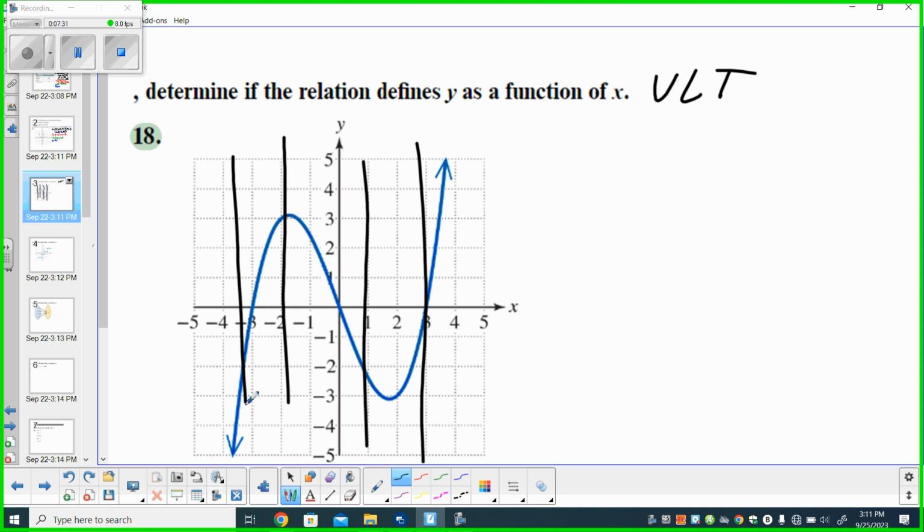And the answer to that is no. So that means it passes the vertical line test. Therefore, this is a function. When you draw the vertical line, it can only touch the graph one time, and it does no matter which vertical line you want to take.